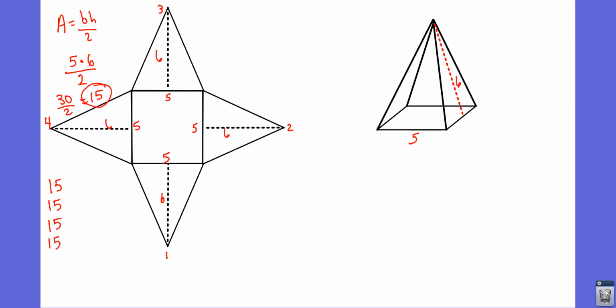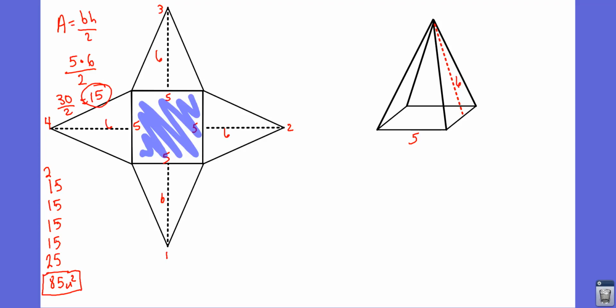All right, now the only one we've got left is the base. That's a square, so it's 5 times 5, base times height. That's going to give you 25. So 15, 30, 45, 60, plus 25 is 85 square units.